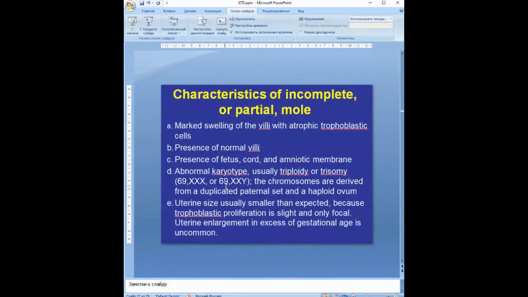Characteristics of incomplete or partial mole. Marked swelling of the villi with atrophic trophoblastic cells. Presence of normal villi. Presence of fetus, cord, and amniotic membrane. Abnormal karyotype, usually triploidy or trisomy, 69XXX or 69XXY. The chromosomes are derived from a duplicated paternal set and a haploid ovum.